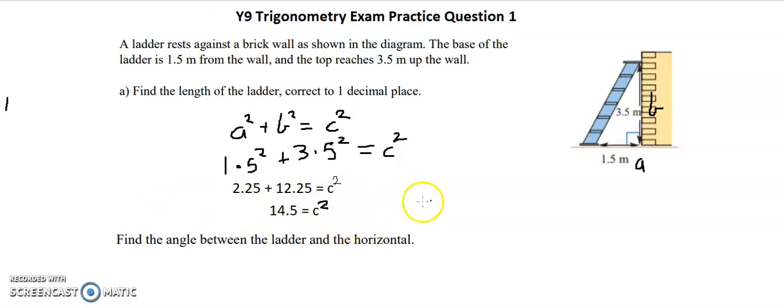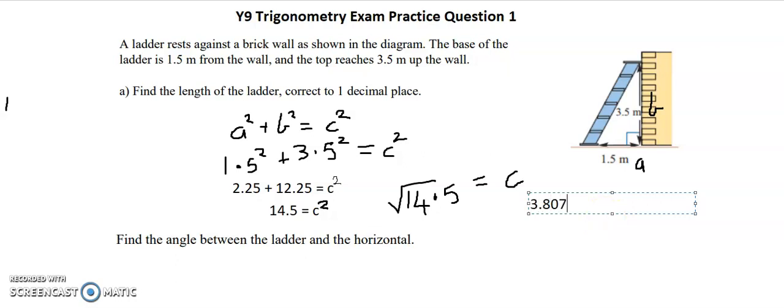So now we need to get c by itself. To do that, we need to square root both sides. So we're getting square root of 14.5 is equal to our ladder length of c. So the square root of 14.5 is equal, I'm going to write it in the whole number, and then we will round it to one decimal place. So 3.807, because I need to round it, it's got a 0 in the hundredths, and so I can just cancel it and round it down to 3.8. So I know my hypotenuse, my ladder, is 3.8 meters.